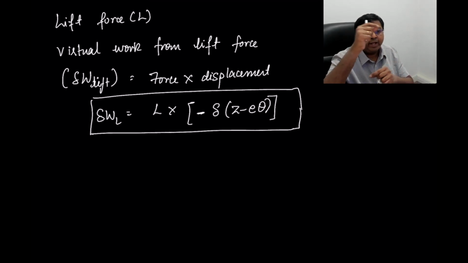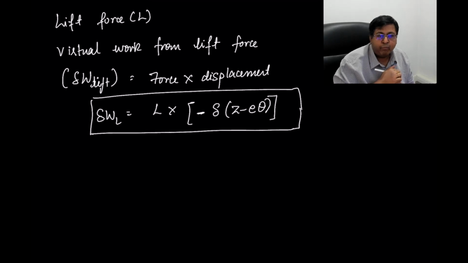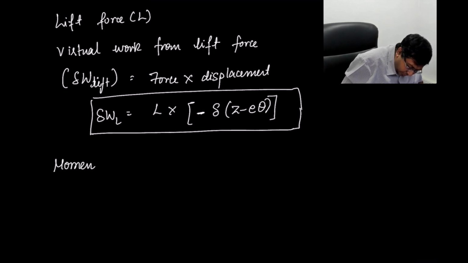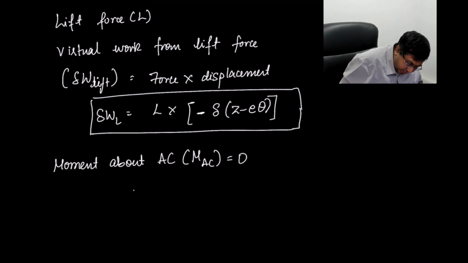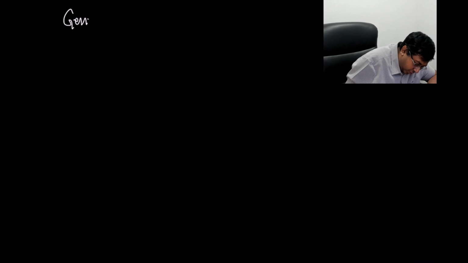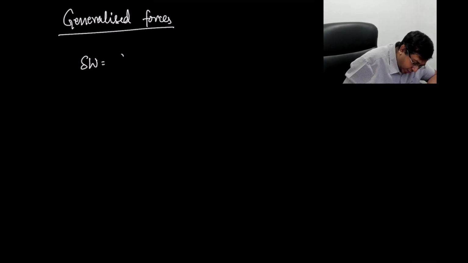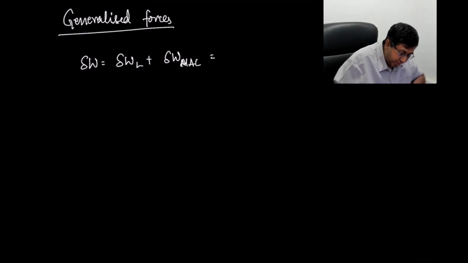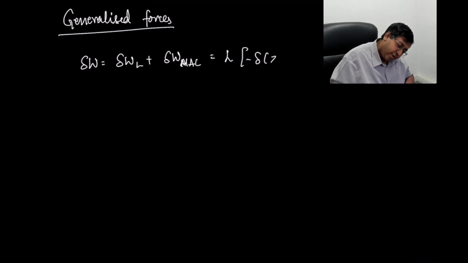Second thing is we had this moment about our aerodynamic axis that we had defined as MAC, and without loss of generality, we said that MAC is 0. So any work because of MAC is nothing but 0. So now the last thing that we want to do is get our generalized forces. Our net virtual work is work done because of lift plus work done because of the moment, and we said this is nothing but L into minus delta of Z minus E theta.